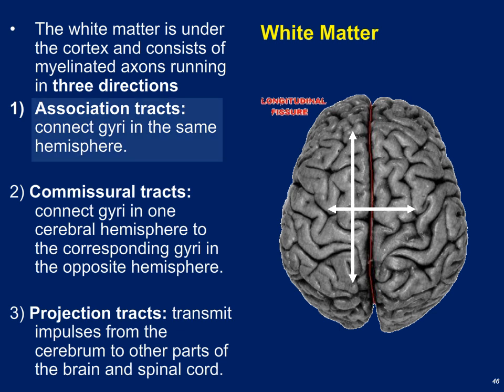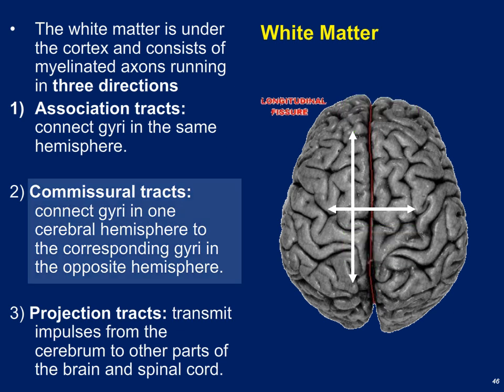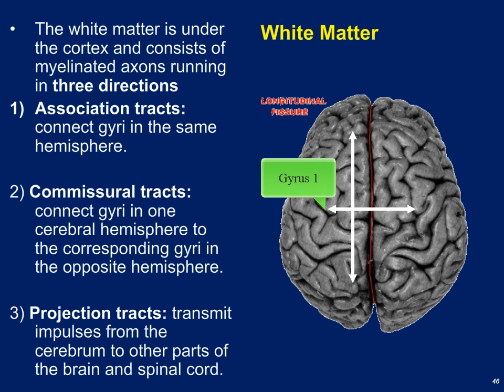And so association tracks help to connect gyri in the same hemisphere. For example, a gyrus here could talk to a gyrus here through association tracks. On the other hand, commissural tracks help to connect gyri in opposite hemispheres. For example, this gyrus in the left hemisphere could talk to this gyrus in the right hemisphere via a commissural tract. And finally, projection tracks, which are not shown here, help to transmit impulses from the cerebral cortex to other regions of the brain and also the spinal cord.